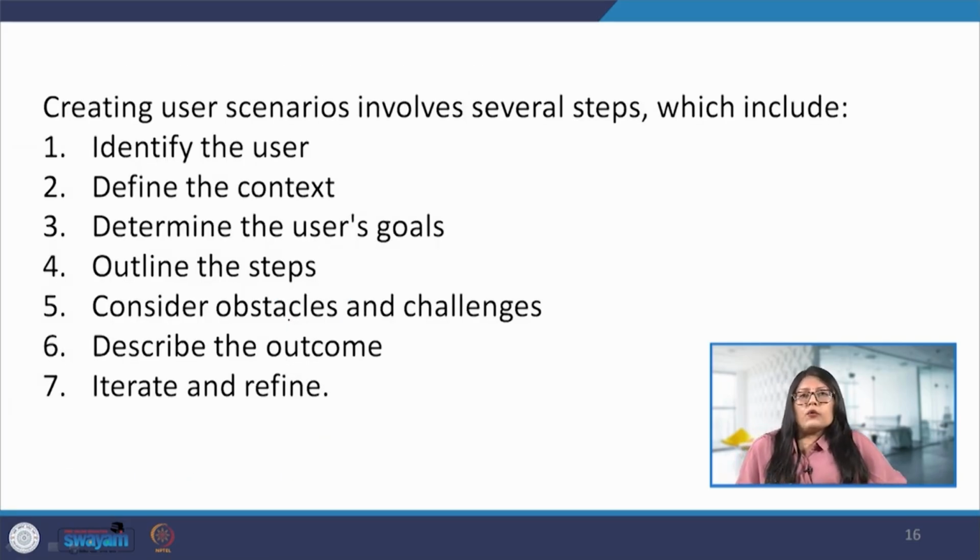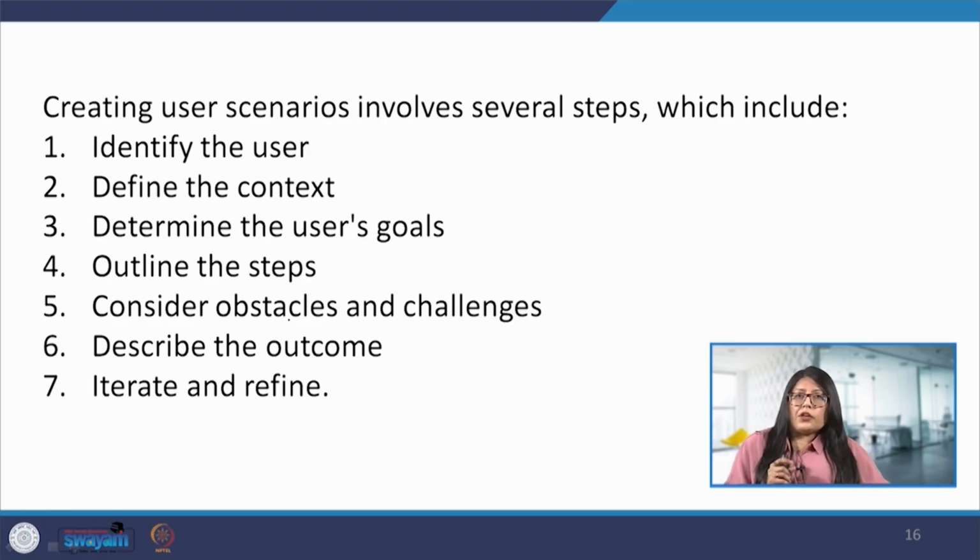So, creating user scenarios involves several steps, which includes identifying the user, so determining the characteristics of the user or the persona for whom the scenario is being created. So, this may include demographic information like age, gender, occupation, and also the behavioral and attitudinal traits. So, what are their goals, motivation and preferences. Second is to define the context. So, identifying the situation or context in which the user will be interacting with our product or the system.